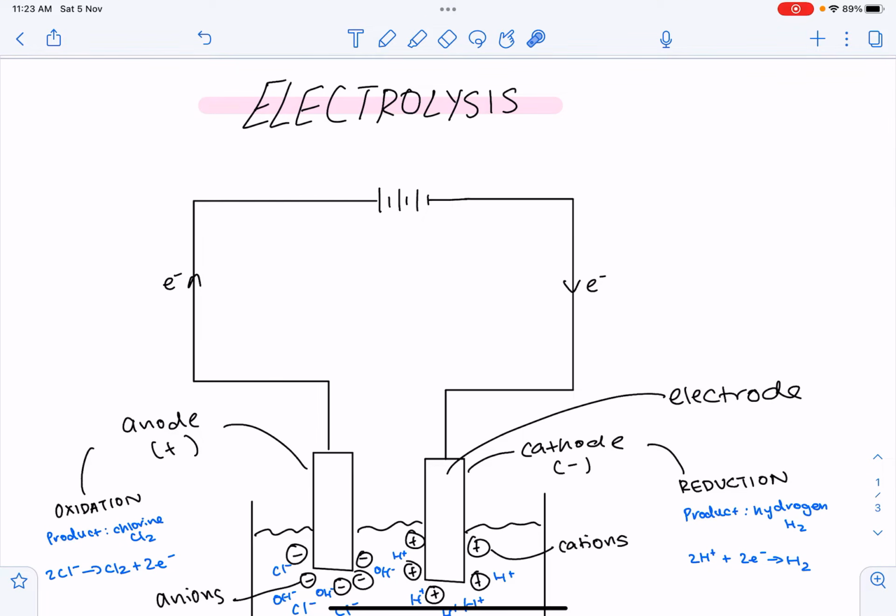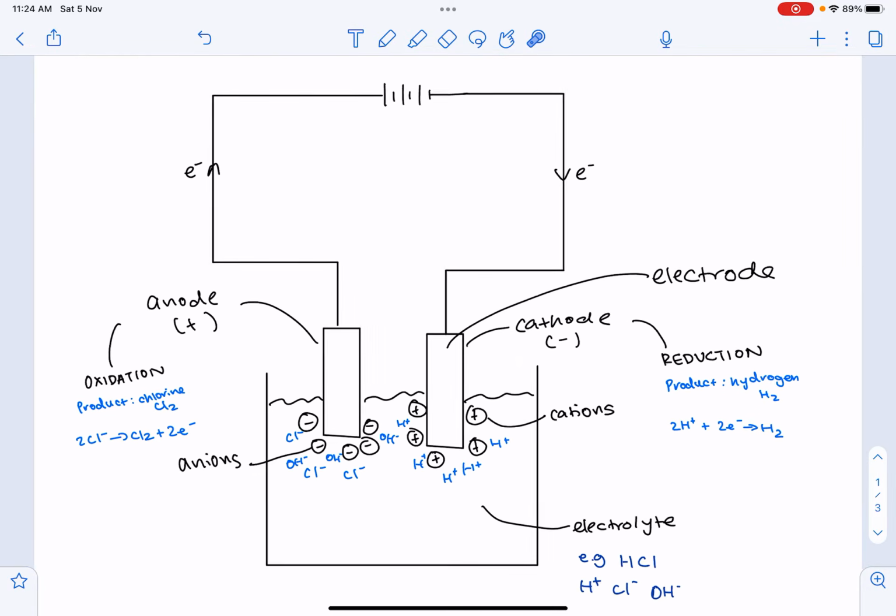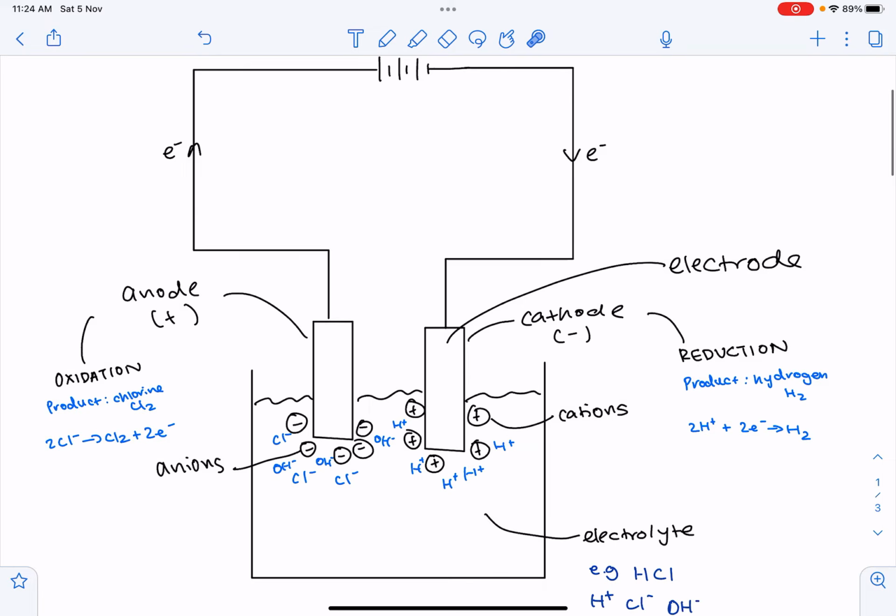Hi everyone, so today we're going to be looking at the C9 unit and the part which is electrolysis. Electrolysis is the breakdown of ionic compounds when molten or in aqueous solutions by the passage of electricity. We have four main things that we should know that happen in our electrolysis reactions.